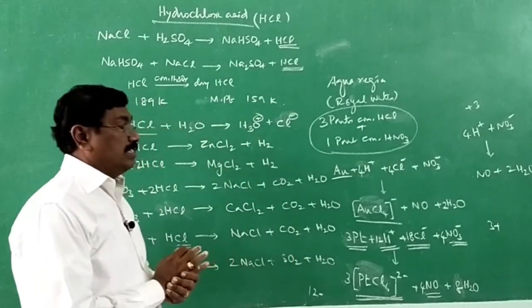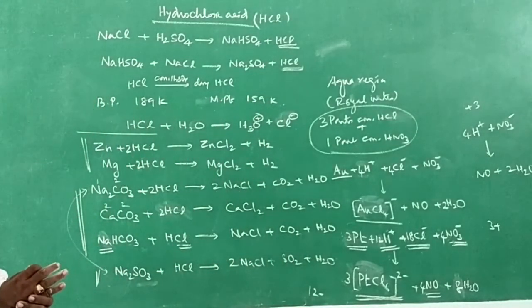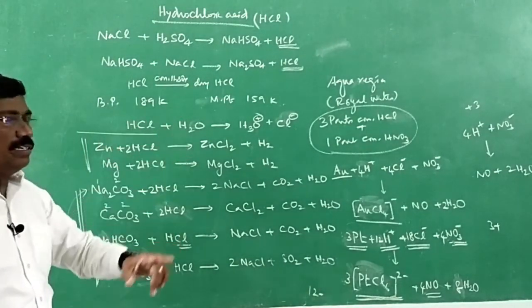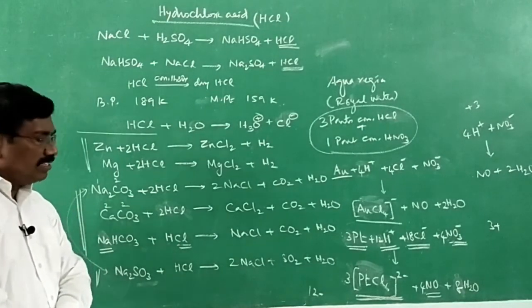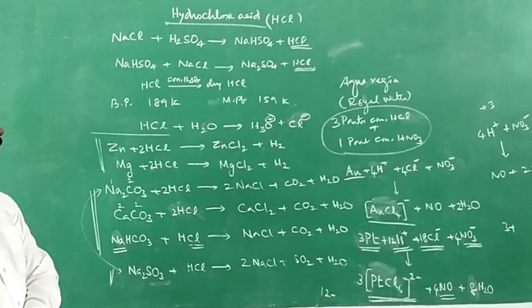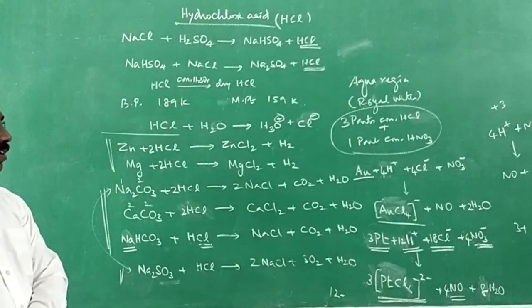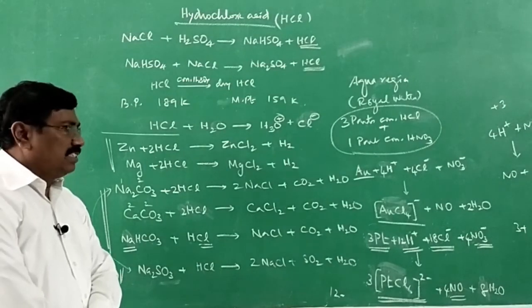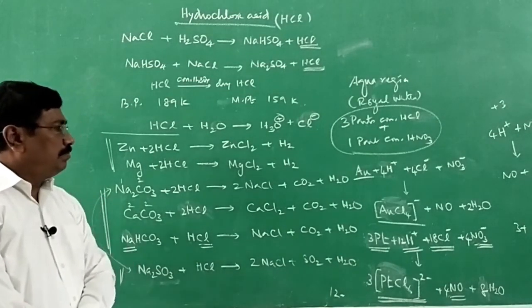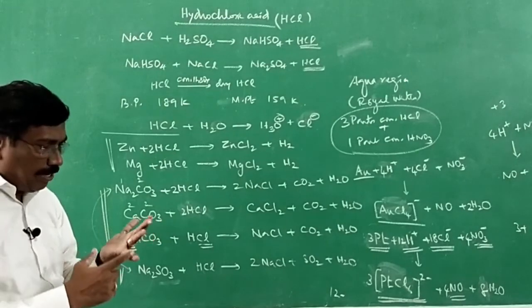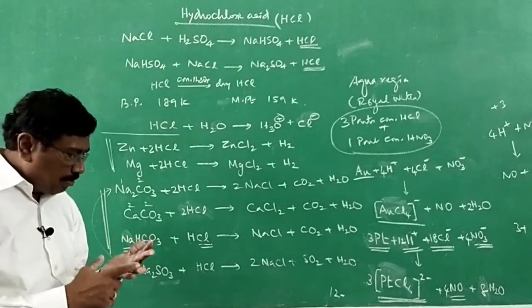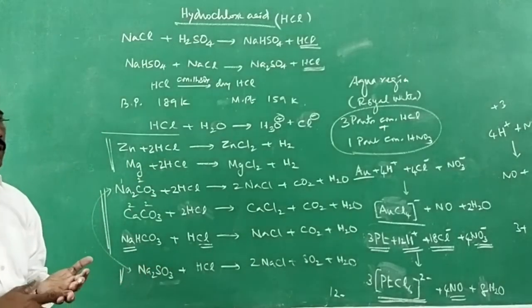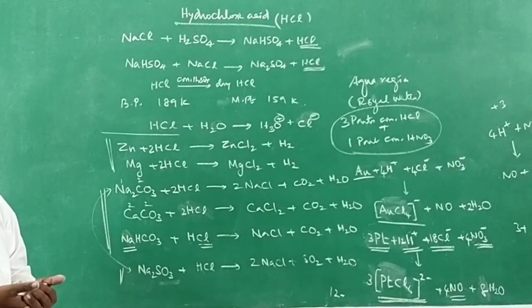What are the uses? Hydrochloric acid is used in the manufacture of chlorine. From hydrochloric acid, oxidation will result in the formation of chlorine. Ammonium chloride and glucose from starch. We can get ammonium chloride because when ammonia is made to react with hydrochloric acid, we will be getting ammonium chloride. Then we can get glucose from starch, cellulose, etc.